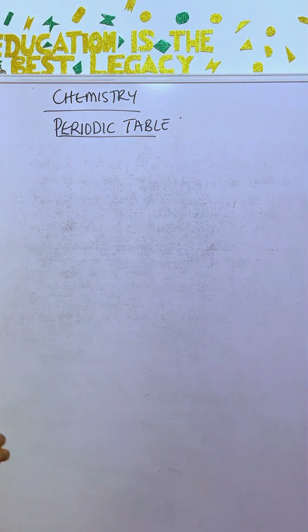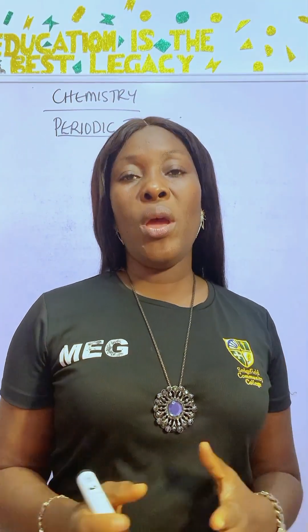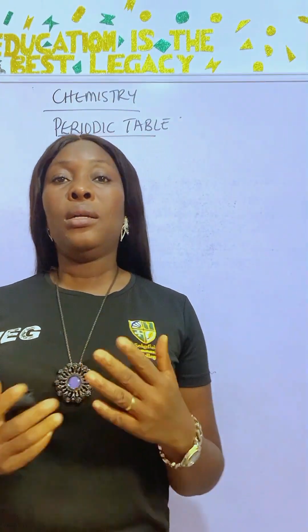Welcome to class. Today we have a topic before us, which is the periodic table. Now, what is a periodic table? The periodic table is a chart that contains all the elements. We were told in our previous class that we have 109 elements, of which 90 are naturally occurring and the others are prepared in the laboratory.